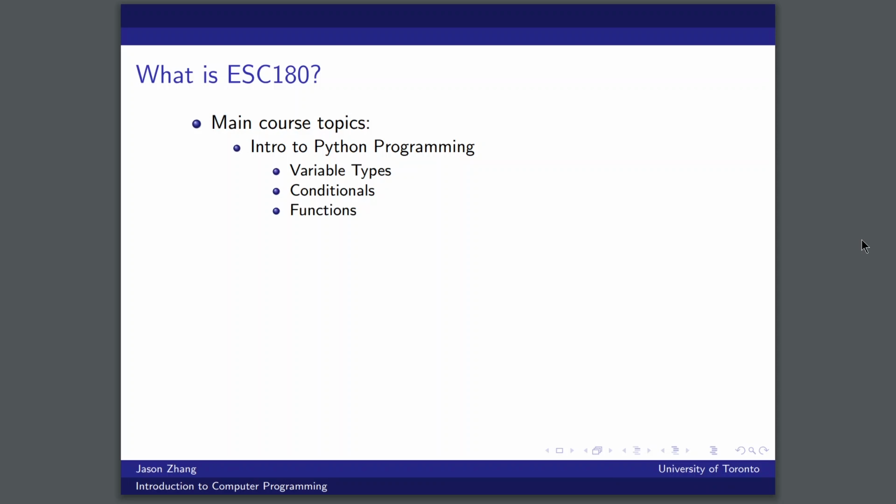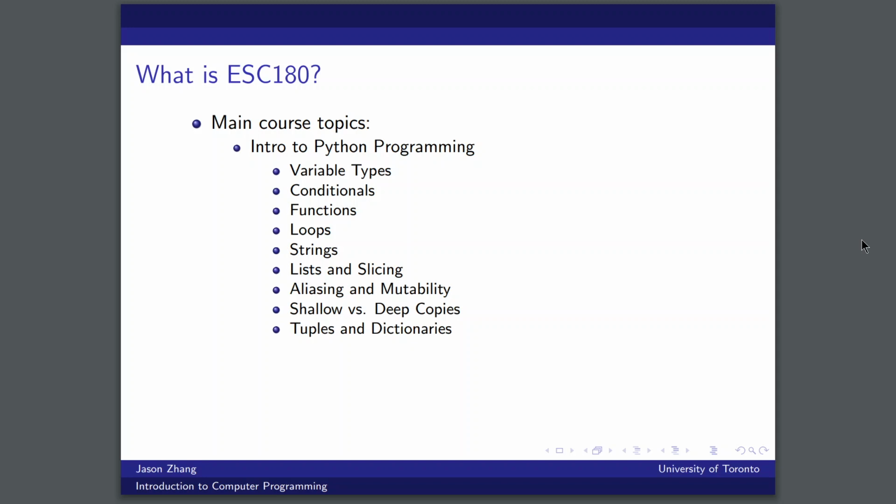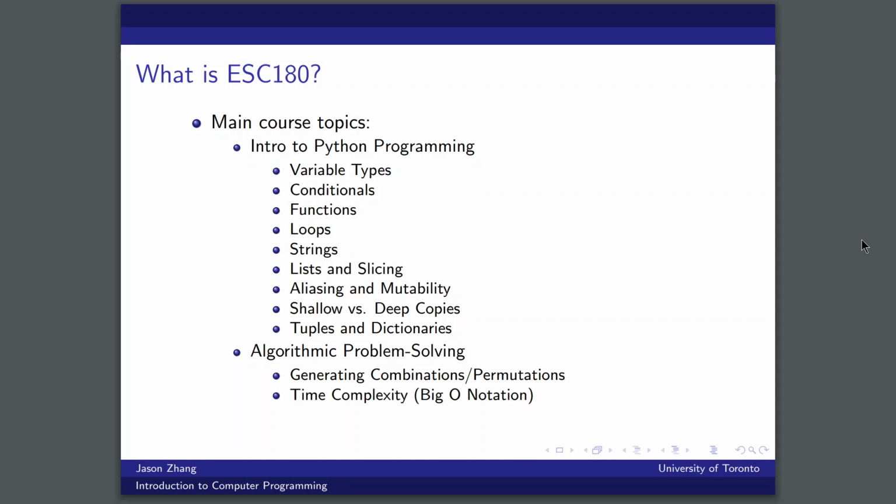We talk about conditionals, functions, loops, strings, lists and slicing, aliasing and mutability, which is a more advanced concept, shallow versus deep copies, tuples and dictionaries, so very basic data structures. And then we talk about algorithmic problem solving, so generating combinations or permutations, which we will see in these final exam questions I'm going to cover.